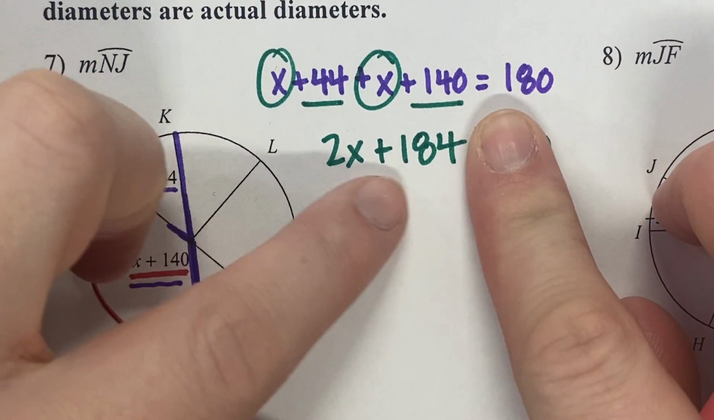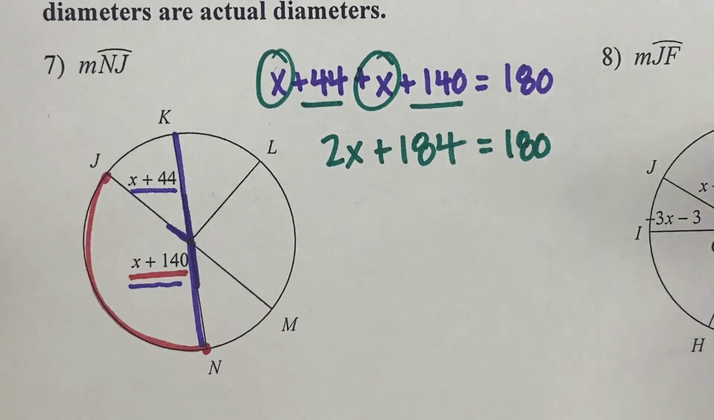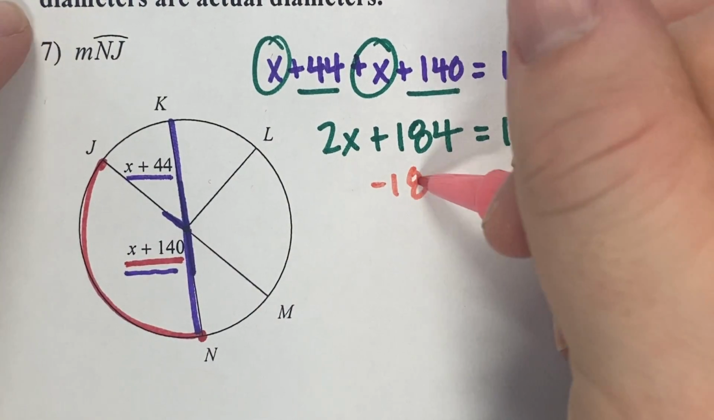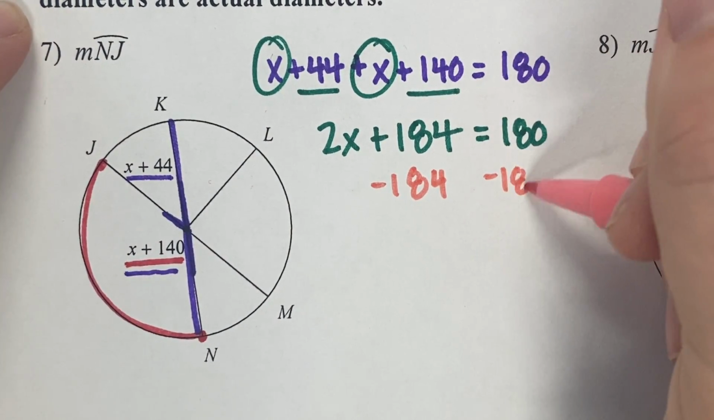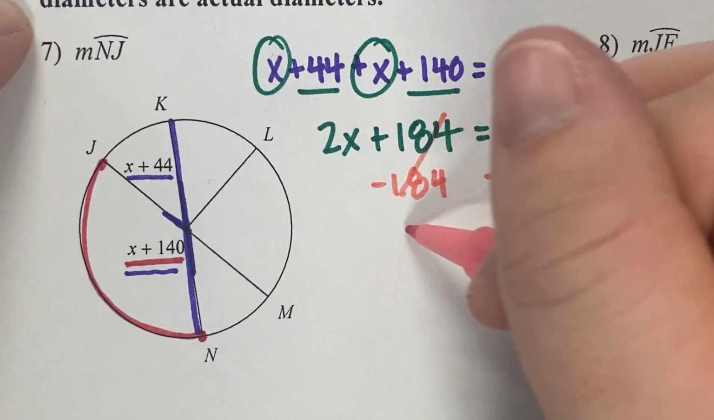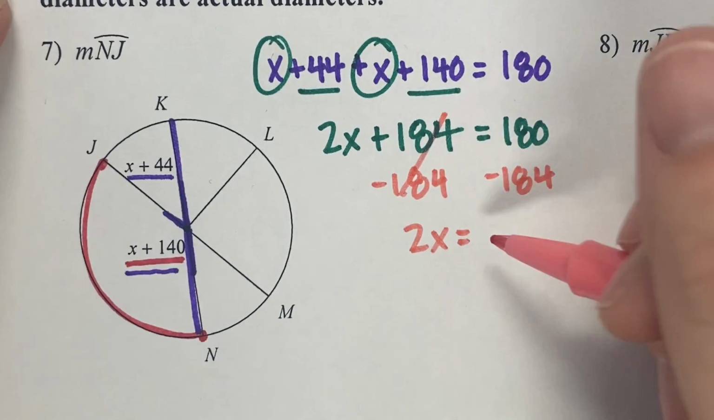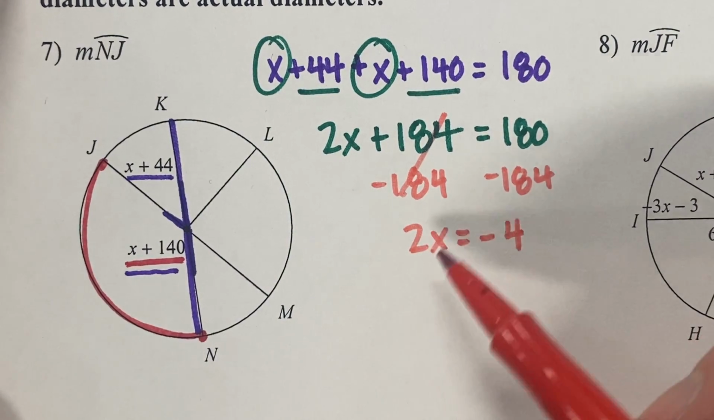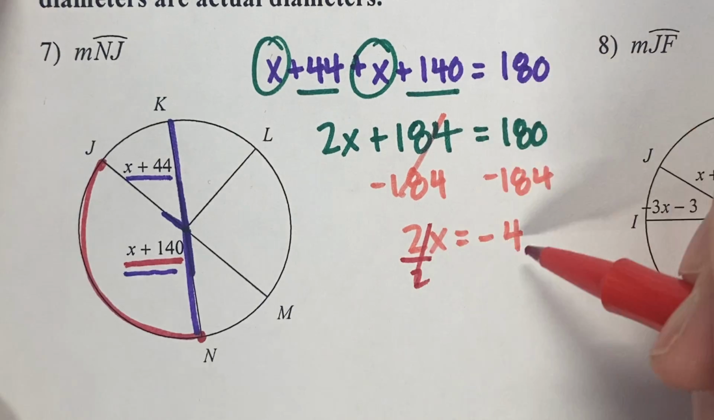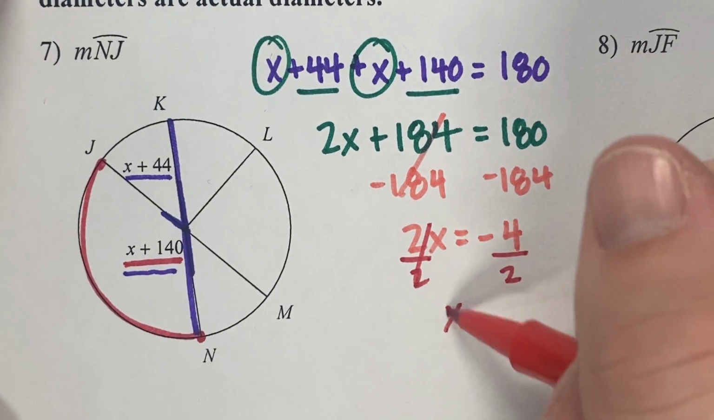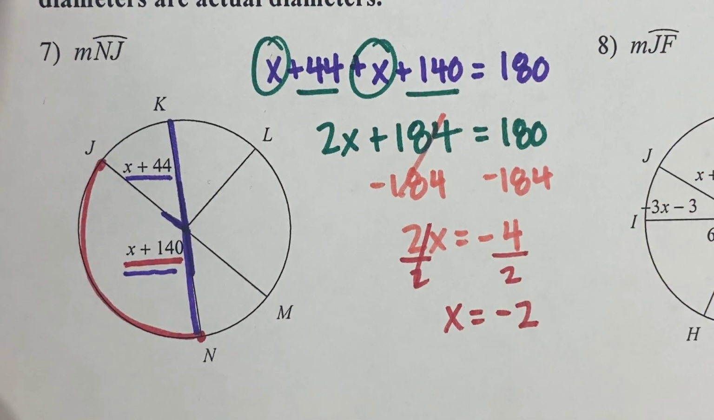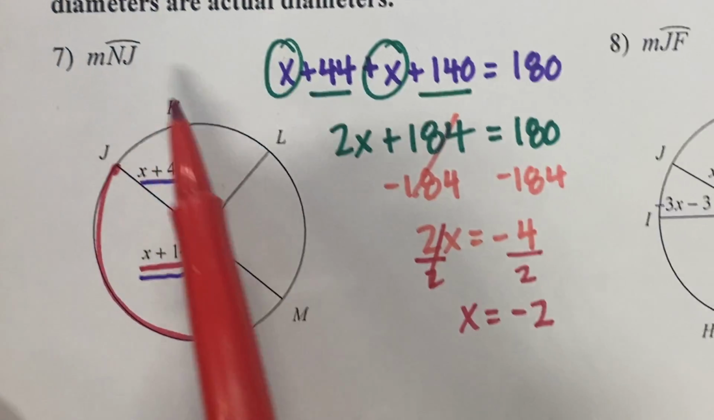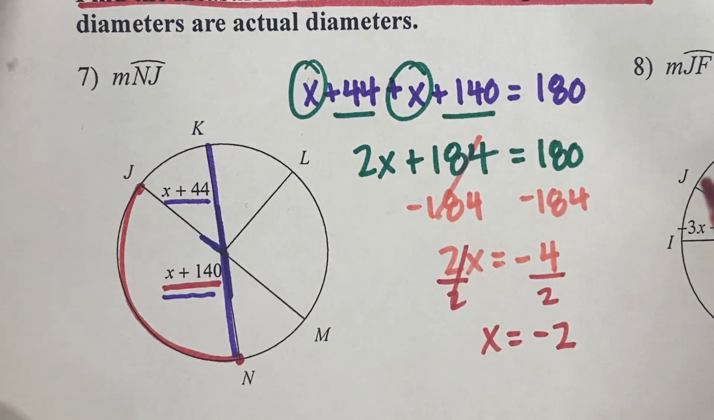Okay, so the first thing I have to get rid of is this plus 184. I do that by subtracting 184 from both sides. Okay, so I get 2x is equal to negative 4. And then I can find my x. Opposite of times by 2 is divide by 2. So my x is equal to negative 2. But remember, that's not our end goal. It's not asking us to solve for x. It's asking us to find the measure of this arc.